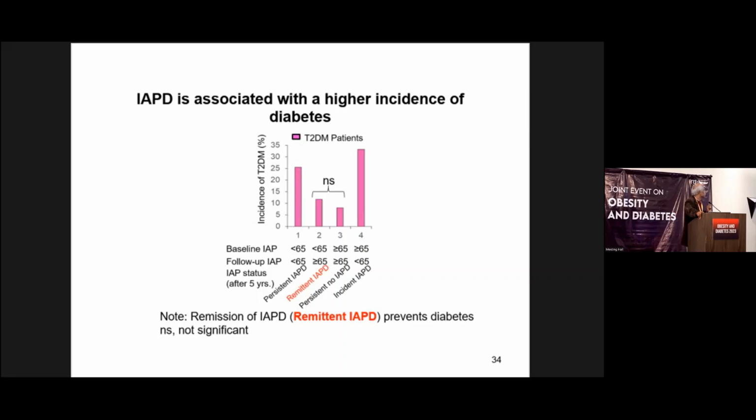And the third column is where it was always high IAP, and they developed diabetes very little, 8%. And the fourth column is the incident group. They had high IAP, but in the course of 5 years it went down, and they had nearly 35% diabetes. So the most promising observation here is that if you can remit your IAP deficiency, then you can prevent diabetes. That red column I'm seeing.